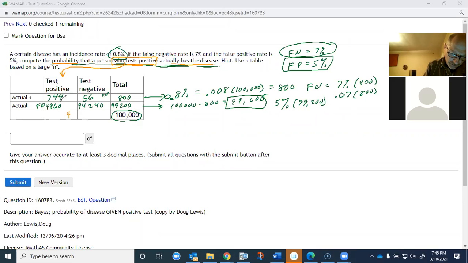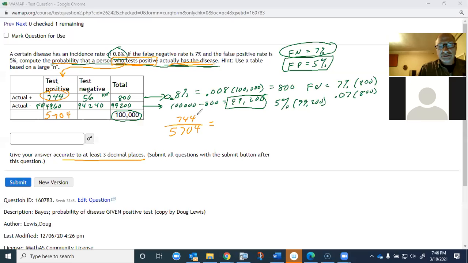4 and 0 is 4. 4 and 6 is 10. Carry the 1. That's 17. Carry the 1. And so that should be 5,704. Does that sound right? Sure, 40 less. Sure, 5,704. So there's 5,704 people in that group. And we want to know if they actually have the disease. That's definitely the 744. And this problem just says give your answer accurate to 3 decimal places. And so you don't really need to convert this to a percent, do you? We're just going to take 744.